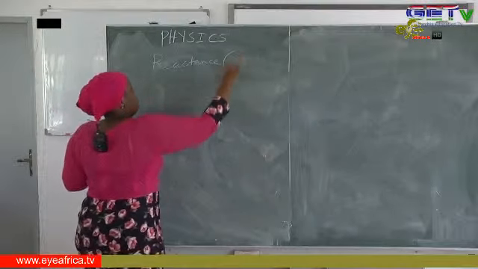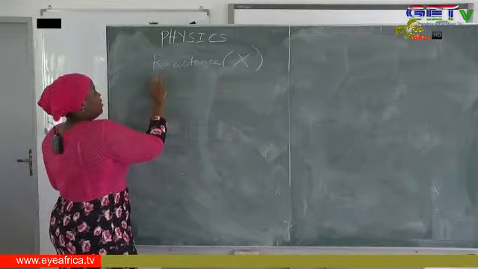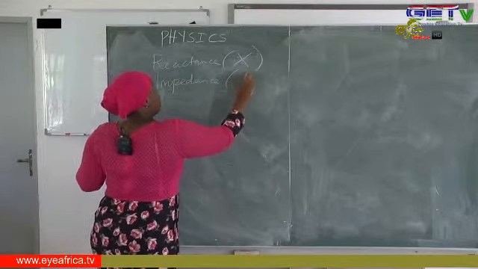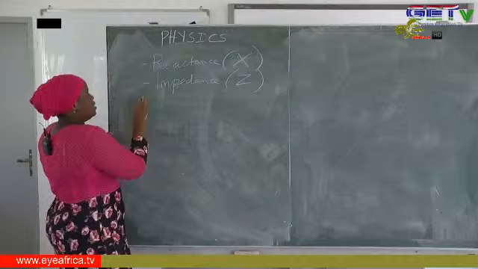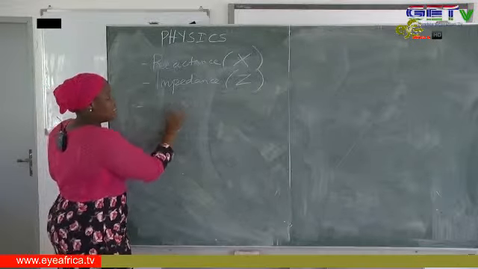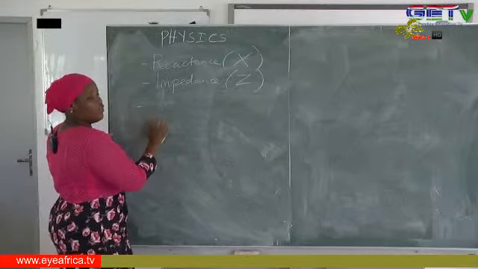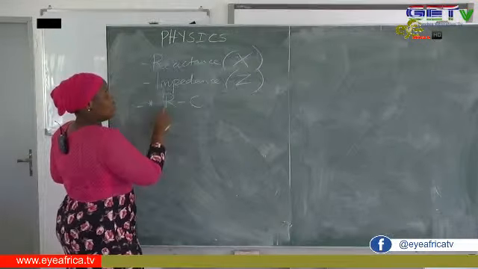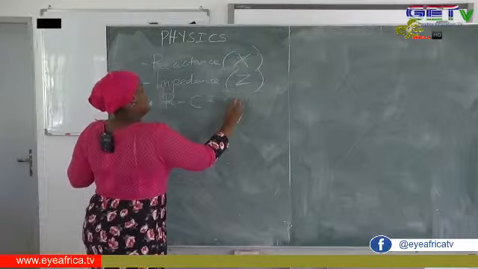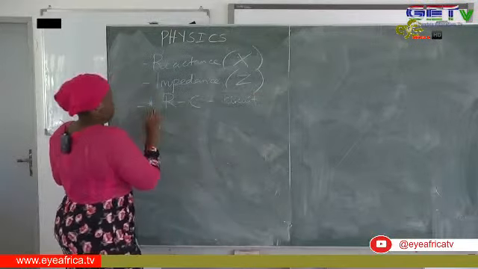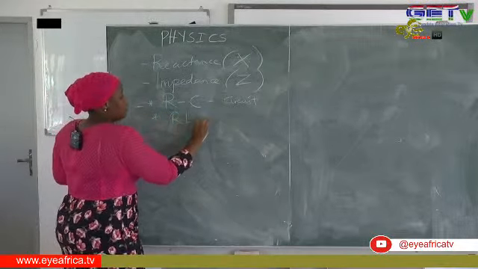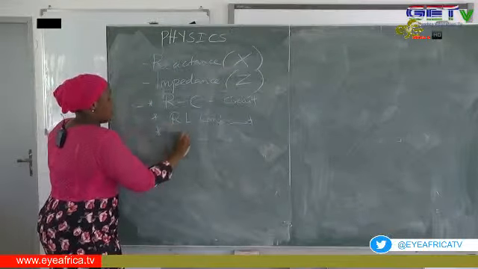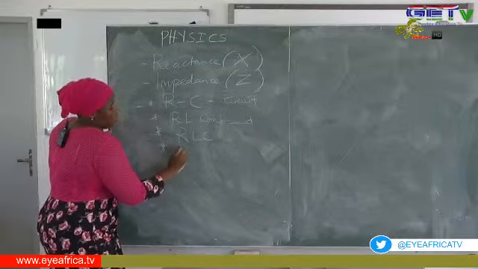reactance denoted as X, and that of the impedance, in bracket Z. We will also deal with the combination of AC circuits. First on the list will be RC, the combination of resistor and capacitor circuit, followed by RL combination, and finally RLC combination and resonance.